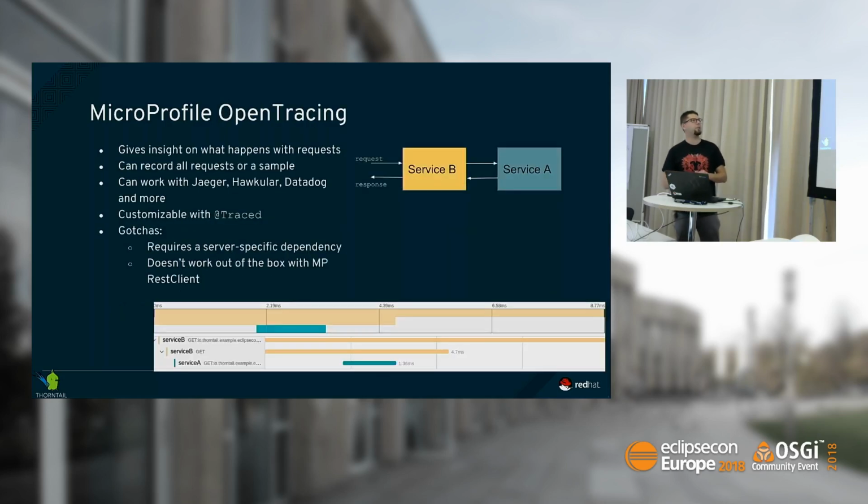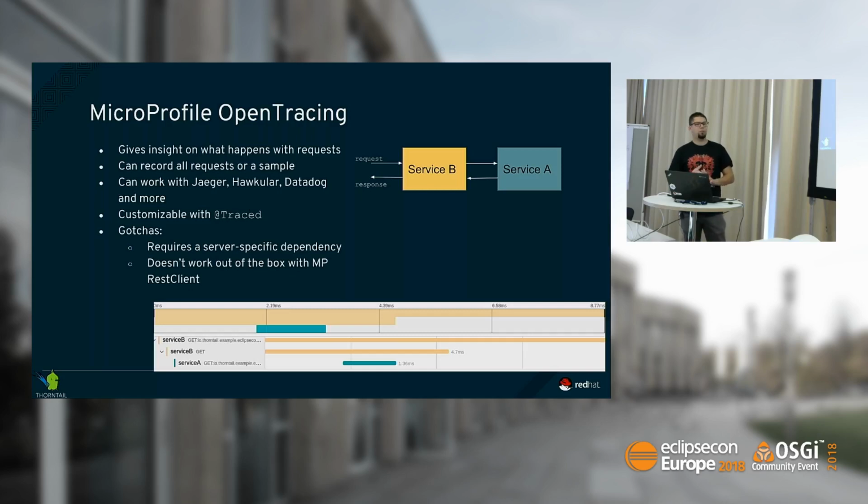Another thing is MicroProfile OpenTracing. This is for distributed tracing. Distributed tracing is about tracking what's going on with your requests. If you have multiple services, then it's not as obvious as in a big application. If you add MicroProfile OpenTracing to your project, you can then connect it to, for example, Jaeger, and you will get something like here below, where you can see how much time was spent where, and also some additional information about what was going on with the request. It is also customizable with annotations. It can work with Jaeger, Zipkin, Datadog, and more.